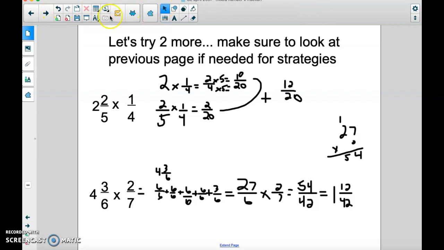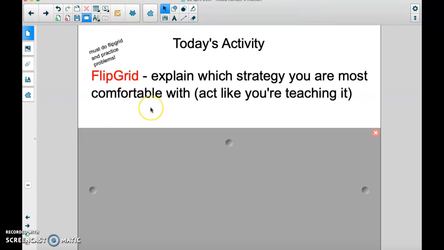Okay. So for today, you've got a couple things to do, okay? First thing you have to do is a Flipgrid. You have to explain what strategy you're most comfortable with, okay? I want you to act like you're teaching it, okay? So take one of the problems that we've already done, come up with your own problem, and teach us your strategy. Show us why you like it the best.